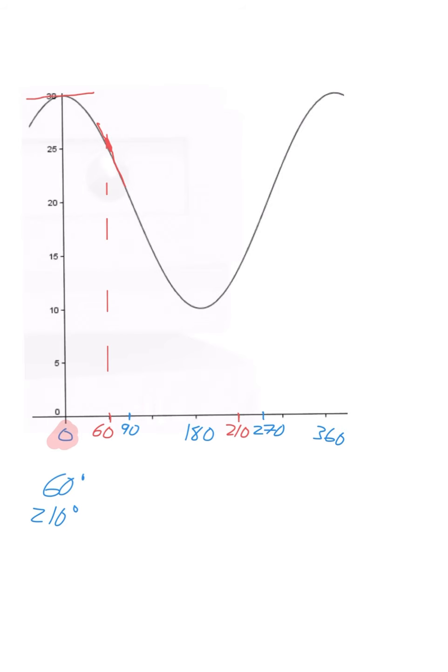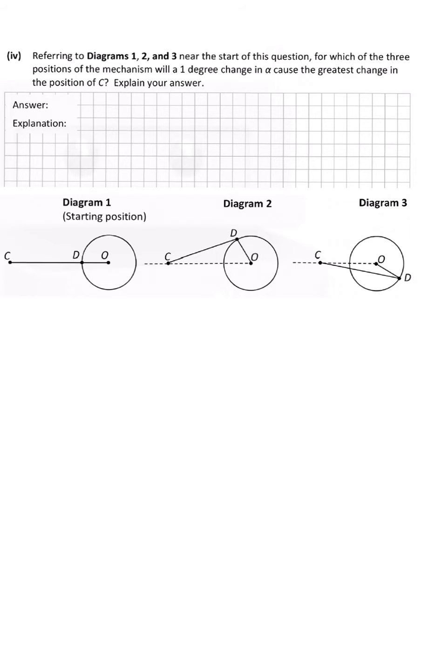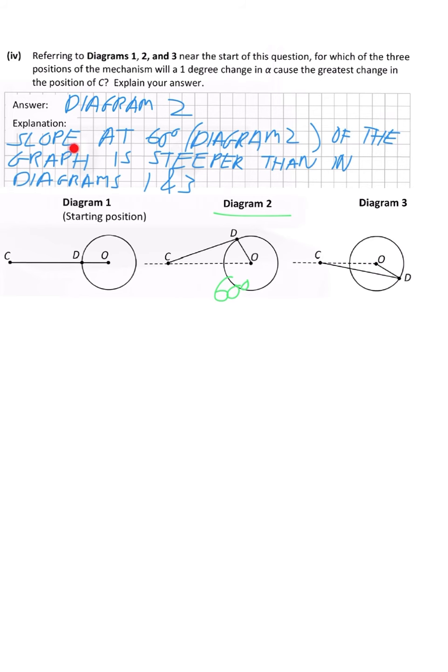The next one then is 210. And at 210, again, it's pretty steep there, but not as steep as the 60 degrees. So our 60 degrees is the steepest, and 60 degrees was diagram 2. So our answer is diagram 2. And the explanation is the slope at 60 degrees, diagram 2, of the graph is steeper than in diagrams 1 and 3.